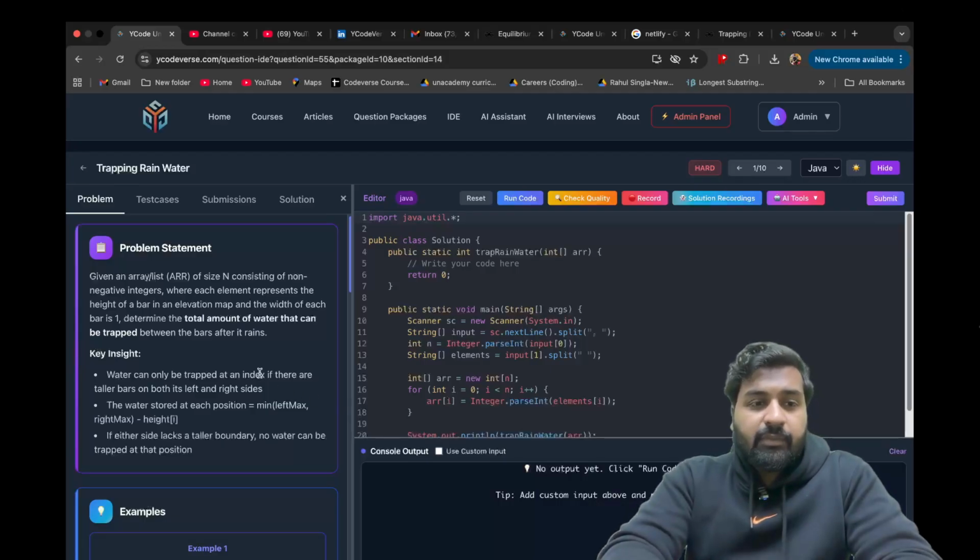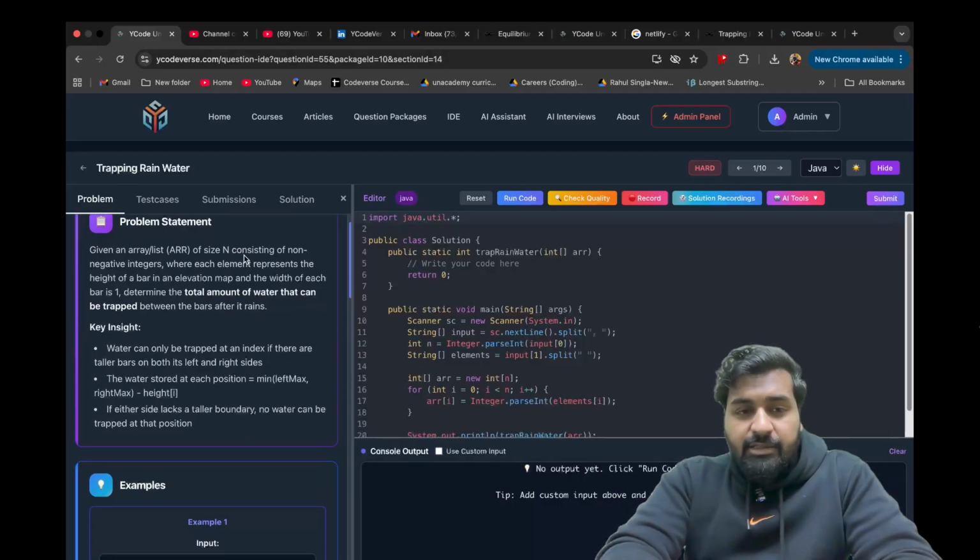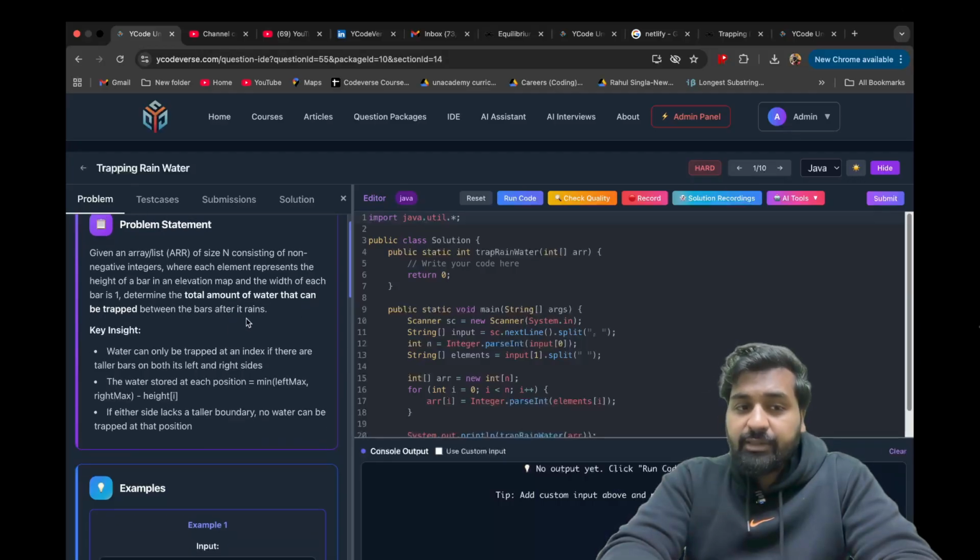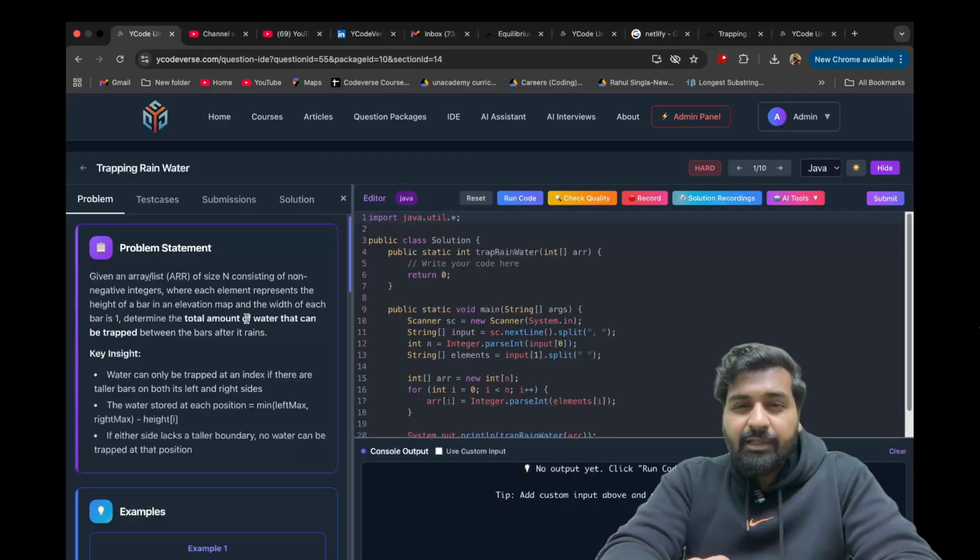So let's start. Given an array or array list of size n consisting of non-negative integers where each element represents the height of a bar in an elevation map and the width of each bar is 1, determine the total amount of water that can be trapped between the bars after it rains. So a little difficult to understand, right? Let's understand it with an example.